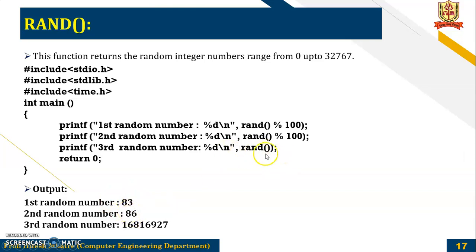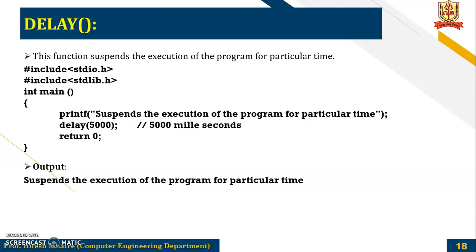And for the third, I have not specified any modulus operation, so by default it gives any random value. So if you want your program to generate any random value, you can use this function.